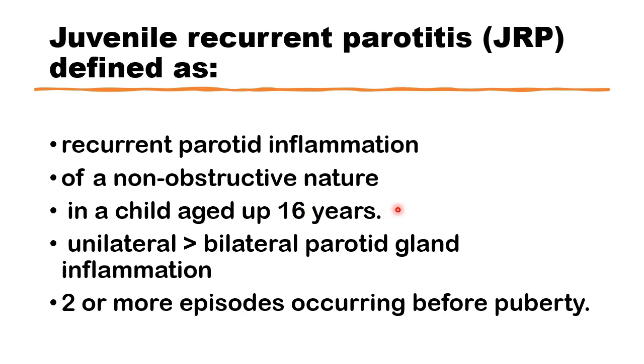It affects children up to the age of 16. There is a somewhat different version of the disease that affects adults. It's usually unilateral, affecting one parotid at a time, but occasionally, in less than a fourth of the cases, it may affect the two glands. And it is recurrent, then children would have 2 or more episodes before puberty, sometimes up to 10 episodes in a year or more.